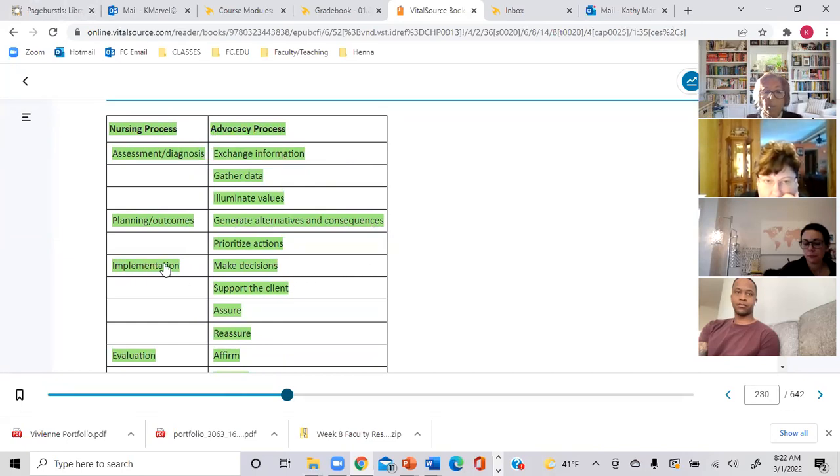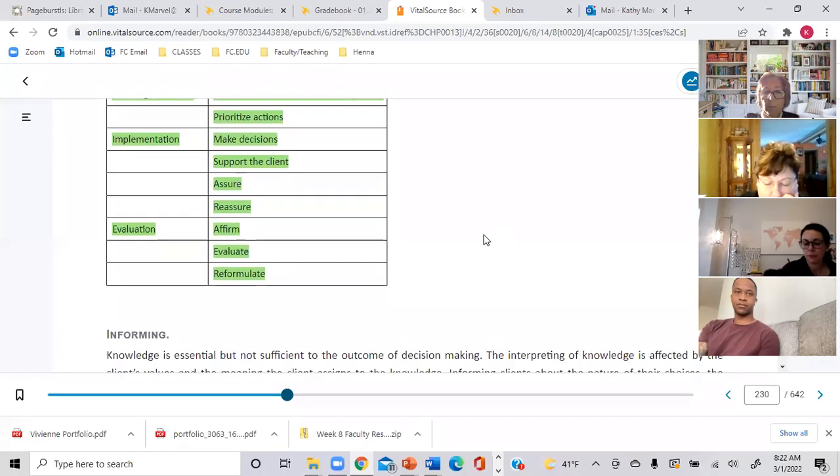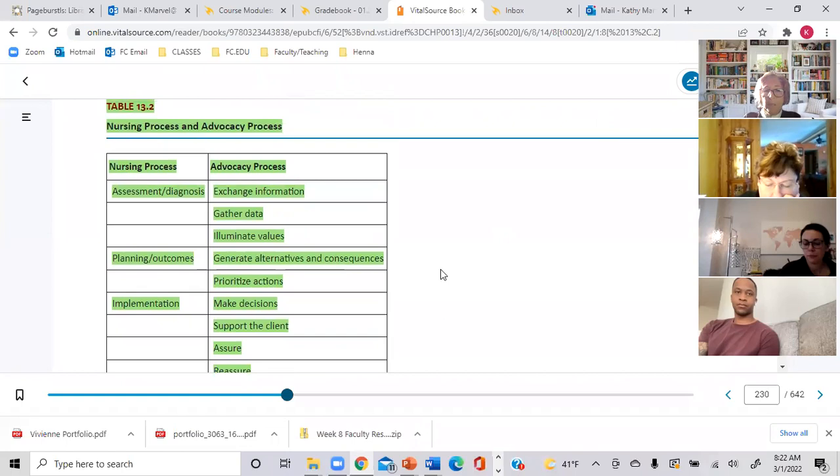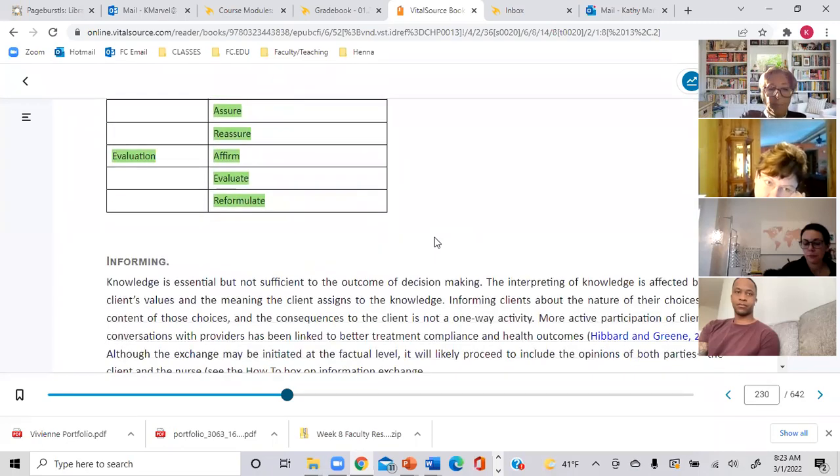In the implementation phase, we're making decisions, supporting the client, assuring and reassuring. In evaluation, we're affirming, evaluating, reformulating if we need to. This is excellent. And remember, I keep saying, you have to be able to take the nursing process and transition it into the different topics we're covering. So this example is the nursing process being looked at through the advocacy lens.